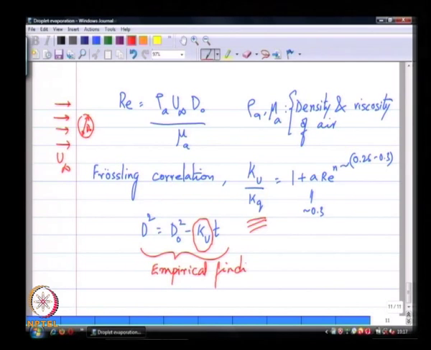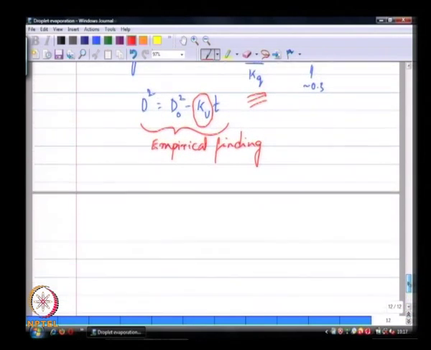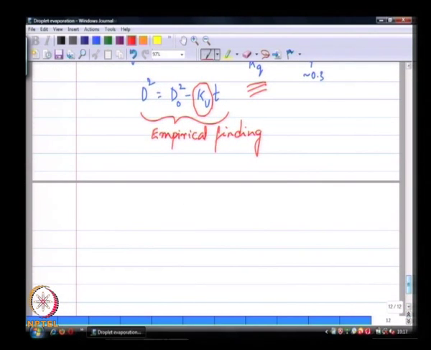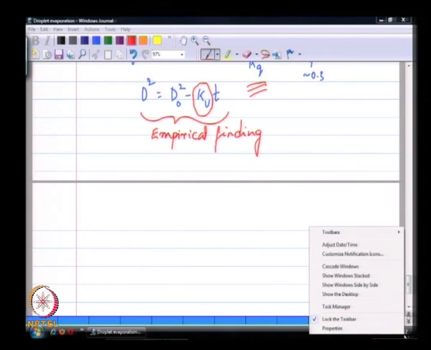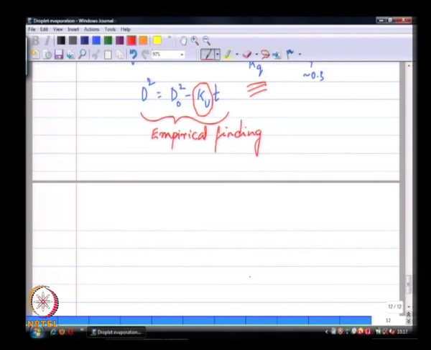While the finding that D squared decreases linearly with time in a quasi-static evaporation case is entirely based on theoretical arguments, in an advection case, the fact that the D squared law seems to hold well is purely an empirical finding. It's been validated in many, many different instances that the square of the diameter decreases linearly with time, even in cases where you do have an advection.